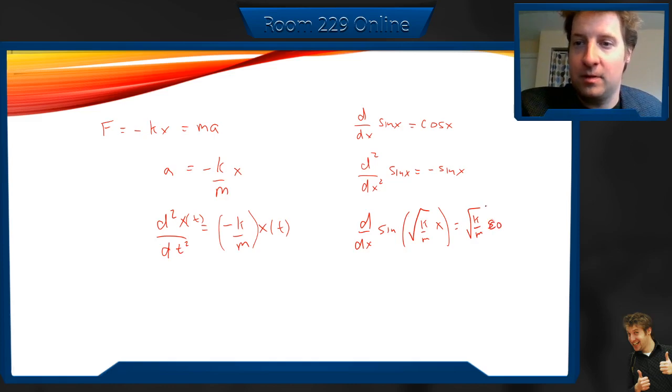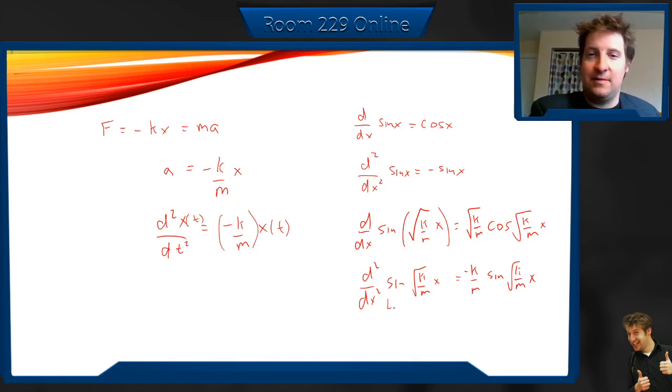cosine root k over m x. And then if I take the second derivative of that, doing it again, I'll have that root k over m come out twice, squaring that, so that's just k over m. And this time it's going to be negative sine root k over m x. And look at that. So we have the same function here as here, but the only difference is we multiplied by negative k over m. So that will become a solution.